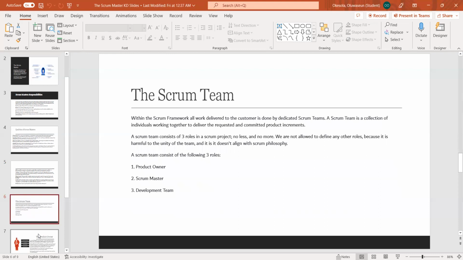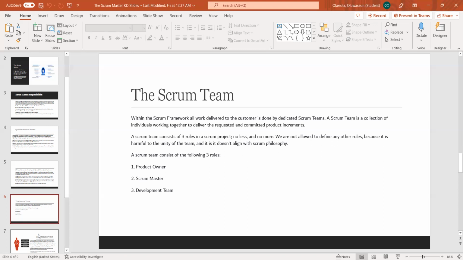A team is a collection of individuals working together to deliver the requested and committed product increments. A Scrum team consists of 3 roles in a Scrum project, not less and no more. Right. So according to the Scrum Guide, a Scrum team consists of just 3 roles, right? So we can't have any sub role, any additional role outside of these 3 roles. It says we are not allowed to define any other roles because it is harmful to the unity of the team, and it doesn't align with Scrum philosophy.